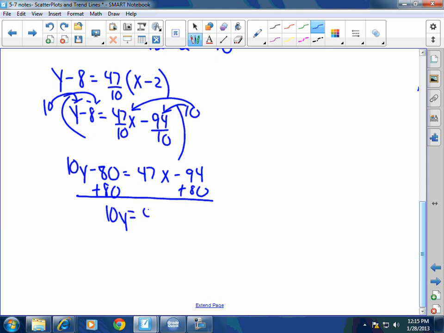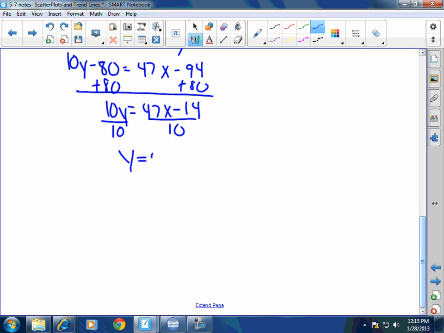10y equals 47x minus 14. Divide by 10 to both sides. And I've got y equals 47 tenths x minus 14 tenths. They asked for us to find the weight of a panda after 7 months. So how do we do that? We're going to extrapolate. Plug in.